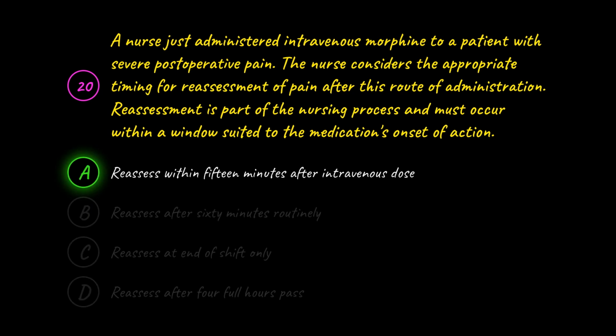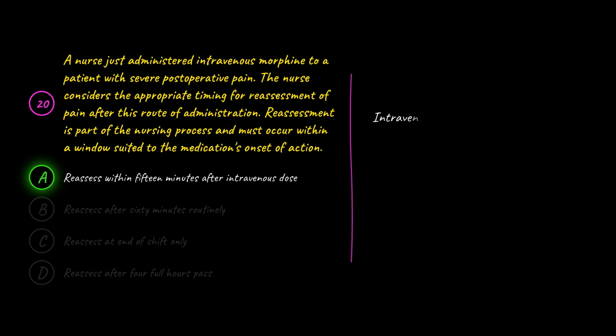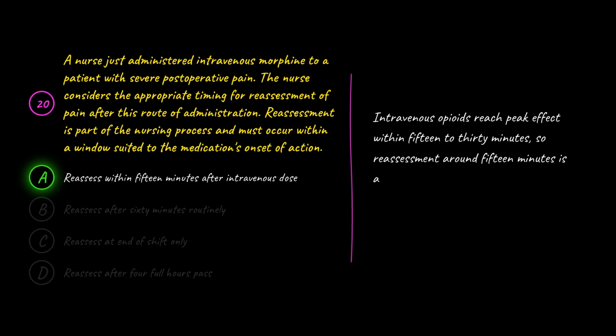The correct answer is A. Reassess within 15 minutes after intravenous dose. A is correct because intravenous opioids reach peak effect within 15 to 30 minutes, so reassessment around 15 minutes is appropriate. The nurse evaluates pain reduction, sedation level, respiratory rate, and any side effects after each dose.